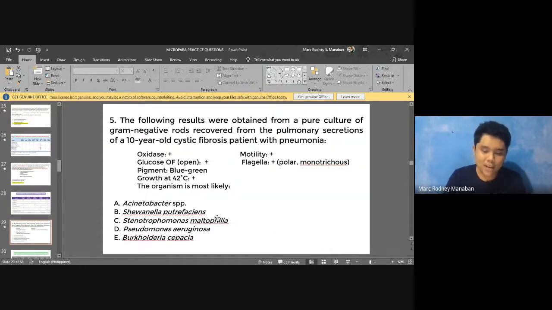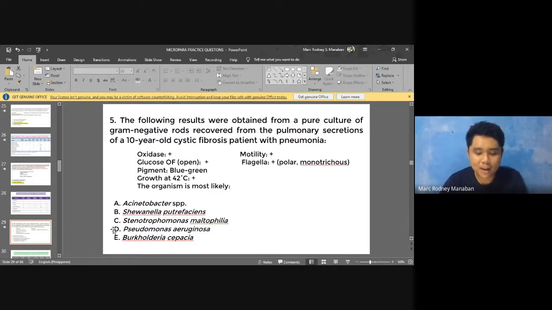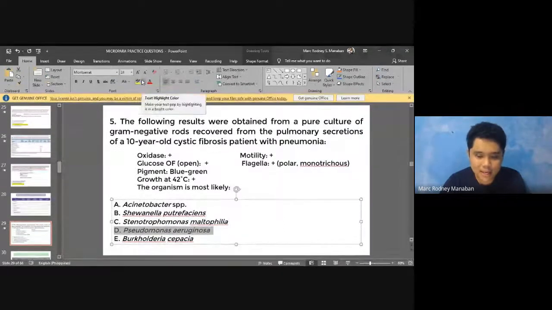Next, another case study: gram-negative rods from the pulmonary secretions of a cystic fibrosis patient. Cystic fibrosis, so it can be narrowed down to Pseudomonas or Burkholderia cepacia. Now we go to the characteristic biochem. Press the buzzer now. Pigment producing, blue-green. Grows at 42 degrees Celsius. Flagella polar, monotrichous, motile. Glucose OF open tube, meaning oxidative, positive. So based on these characteristics, it is Pseudomonas aeruginosa. No other. Very good. Whenever there are pigmented organisms like that, you already know this.